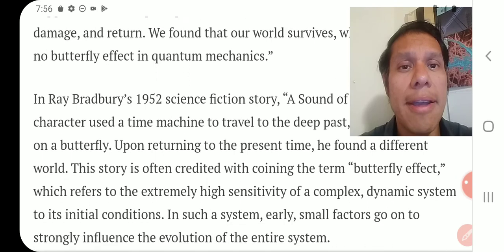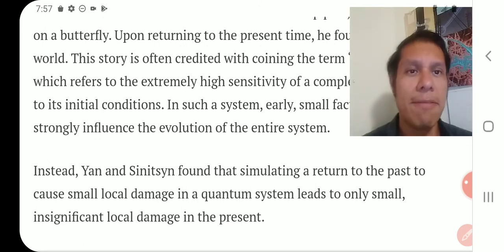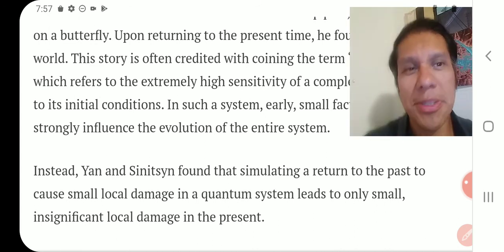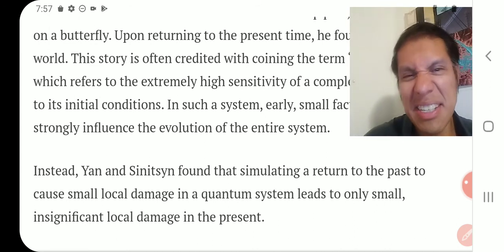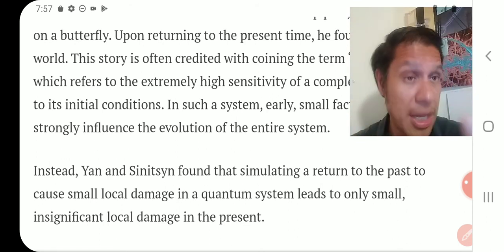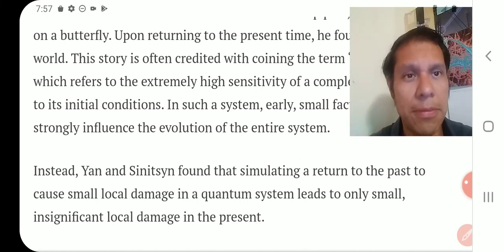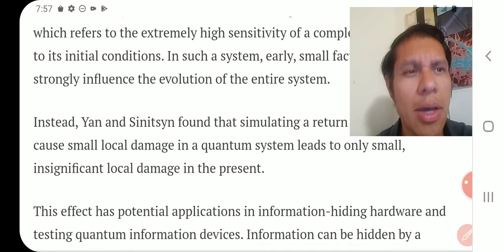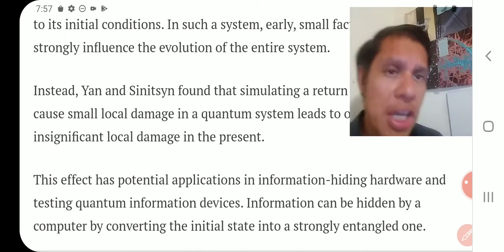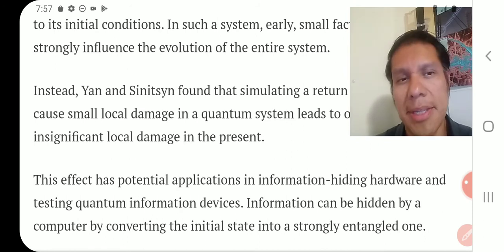So let's keep reading. "Instead, Yan and Sinitsyn found that simulating a return to the past to cause a small local damage in a quantum system leads to only small insignificant local damage in the present." Okay, so it causes a damage, but very minimal. And I guess that's a matter of interpretation what they mean by minimal. We're gonna look at the circuit more carefully right now. "This effect has potential application in information hiding hardware and testing quantum information devices."